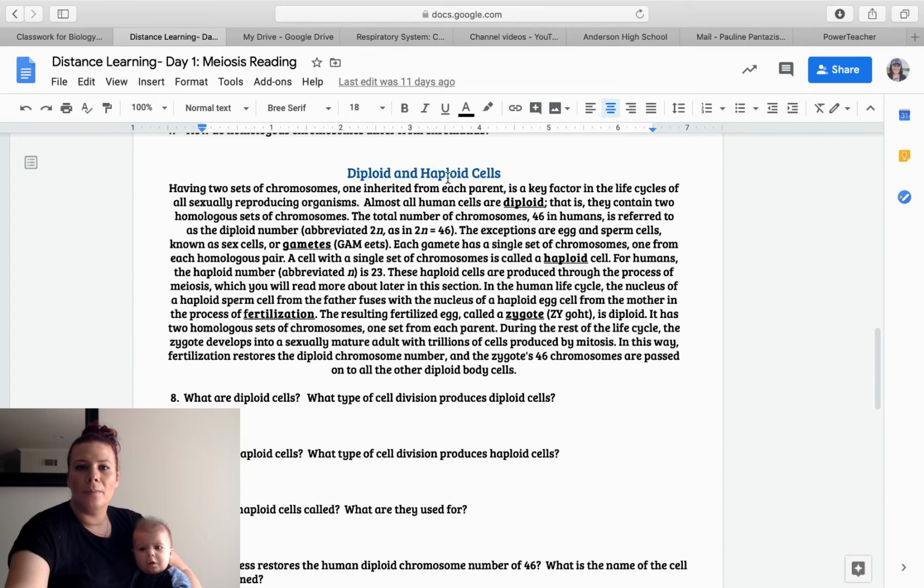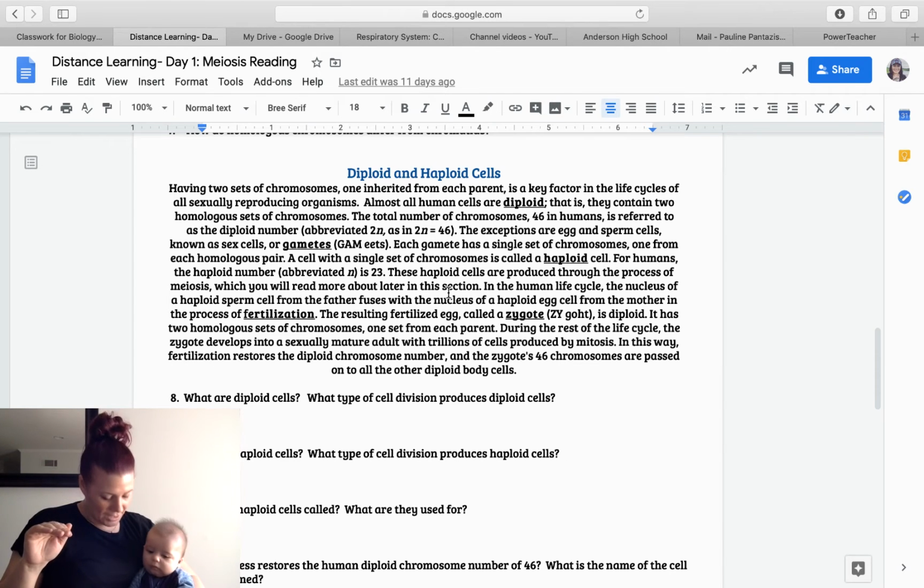So the section over here talks about diploid and haploid cells. Diploid is a fancy way of saying any cell that contains 100% of the DNA. If it's a haploid cell, and my trick to remembering this, haploid starts with HA, like half. Haploid cell contains half the DNA. So for me, that's what I kind of do to remember them.